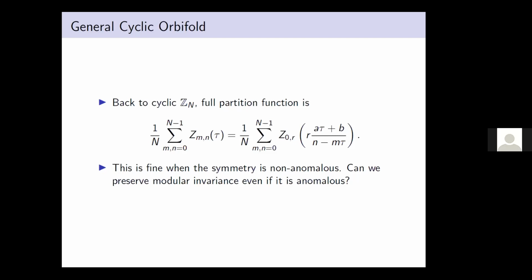But now the issue is that the symmetry might have an anomaly. And in that case, I mentioned earlier that we expect that the indices on these objects are going to be n periodic. A gauge anomaly in one of these cyclic symmetries would basically show up as a failure of these indices to be periodic. And so the question is, this method of constructing the orbifold partition function, can we make it work? Can we preserve modular invariance even if we have an anomaly?